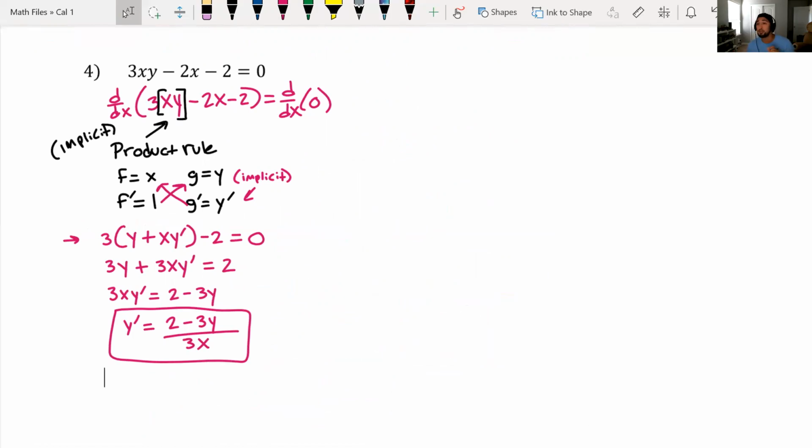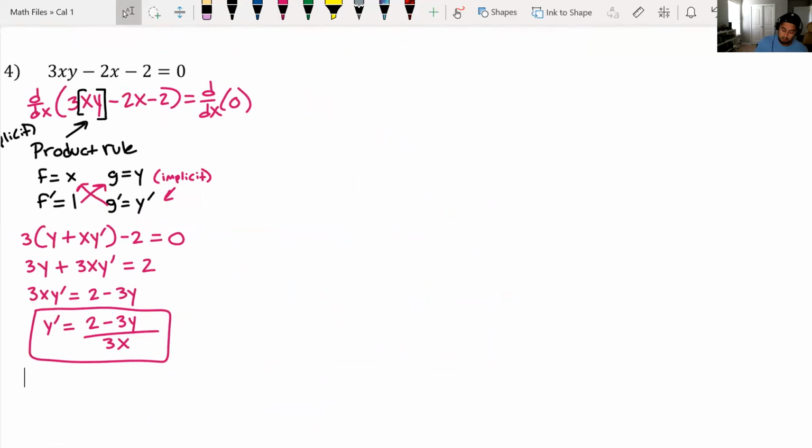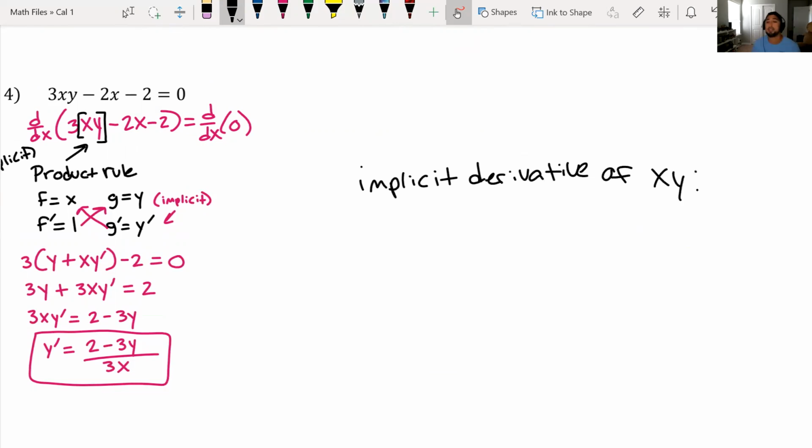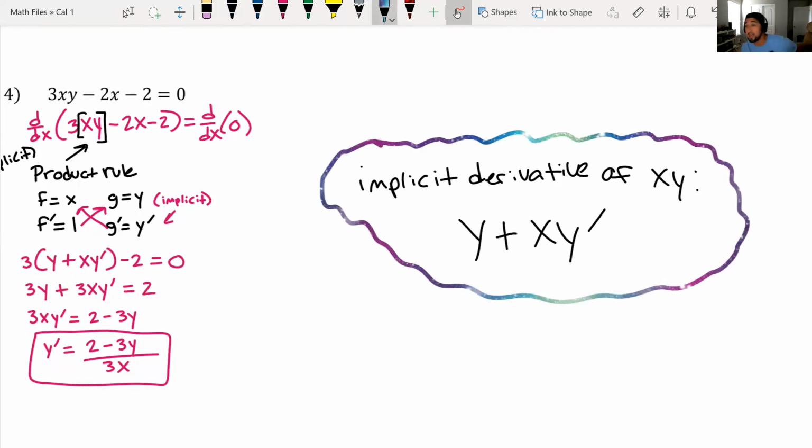Okay, and then to save you some time, since I have so much room over here, remember this implicit derivative for x times y. It'll save you time on your homework. So we can say the implicit derivative of xy is, what is it? y plus xy prime. Save that for later. That'll save you time. So you're like, oh, I know what that is. Boom, put it down. So we don't have to go through product rule, product rule, product rule. Okay.